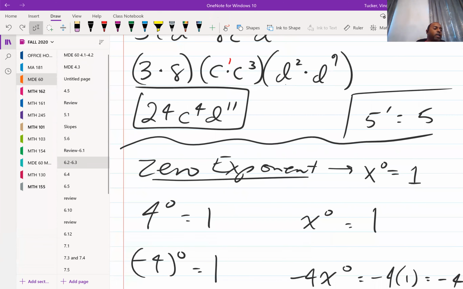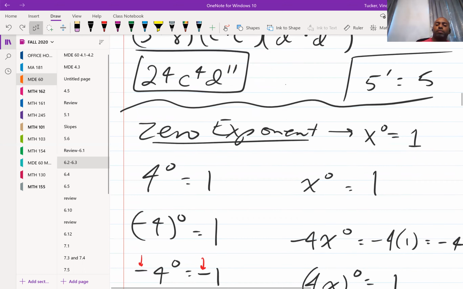All right, next one, we talk about the zero exponent. X to the 0 is equal to 1. Anything to the 0 power is equal to 1. But once again, you have to be careful with what's being applied to the 0 power, because they're going to play with these parentheses versus not having parentheses and so on.